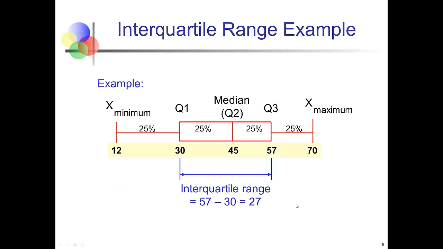So an example here, we've got a data value at a minimum of 12 and a maximum of 70, and we could find the range. But if we're going to focus on the interquartile range, we'll ignore those and just look at Q1, which is 30, and Q3, which is 57. 57 minus 30 tells us there's a 27 unit spread between those two values, or across the center 50% of the data.